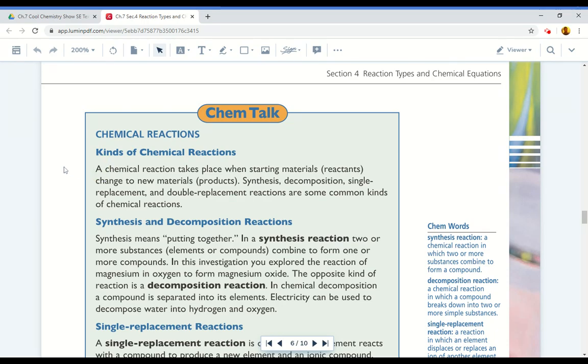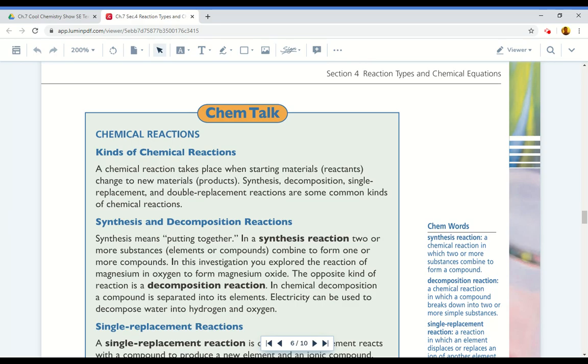A chemical reaction takes place when starting materials or reactants change to new materials or products. Synthesis, decomposition, single replacement, and double replacement reactions are some common kinds of chemical reactions. Synthesis and decomposition reactions. Synthesis means putting together. In a synthesis reaction, two or more substances, elements or compounds, combine to form one or more compounds.